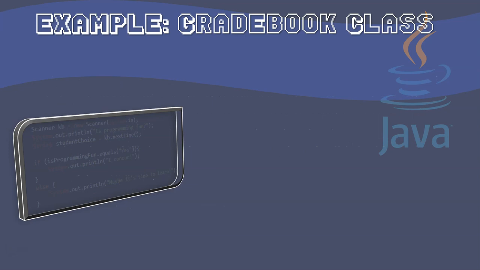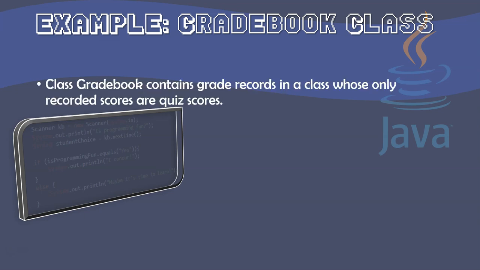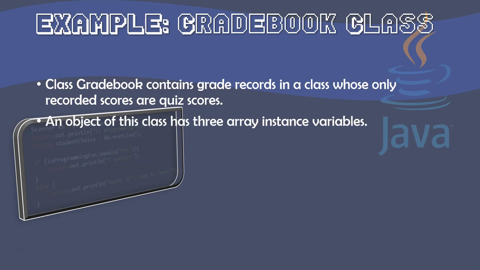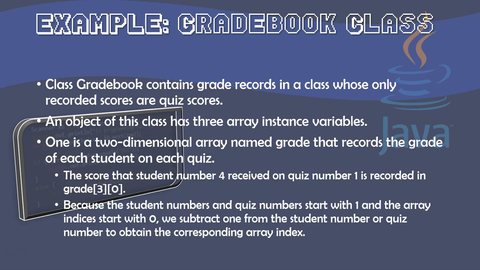And the best way for us to look at these is through an example. We've constructed the Gradebook class for this purpose. Now the class Gradebook contains grade records in a class whose recorded scores are quiz scores. And the object of the Gradebook class therefore has three array instance variables.